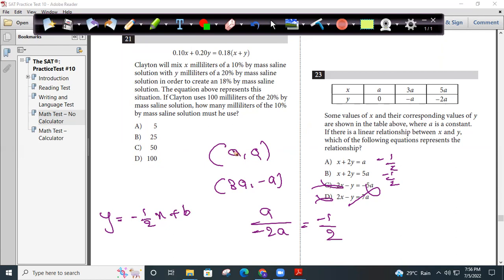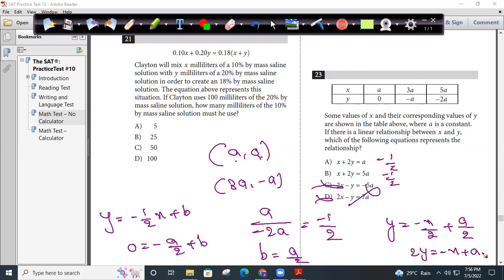Plug in any one point. When x is equal to a, y is equal to 0. So 0 is equal to minus a by 2 plus b, or b is equal to a by 2. So y is equal to minus x by 2 plus a by 2. 2y is equal to minus x plus a, or x plus 2y equals a. This is one way of solving.